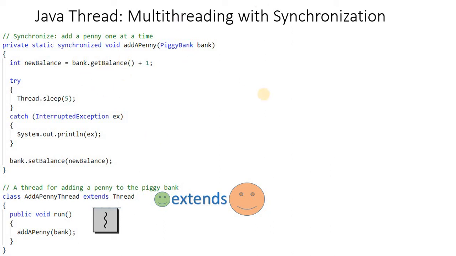How synchronization works: suppose two persons have a joint account, person A and person B. Suppose person B accesses the joint account first, so he will lock the account. Person A cannot access it until person B releases the joint account. Does this make sense now? This is because of synchronization.